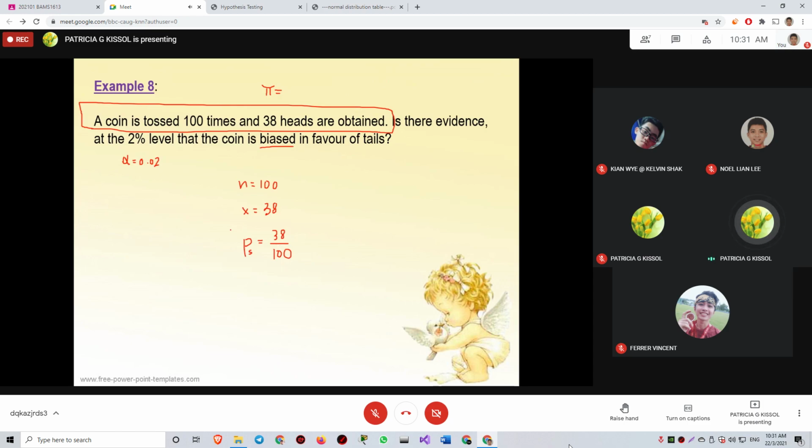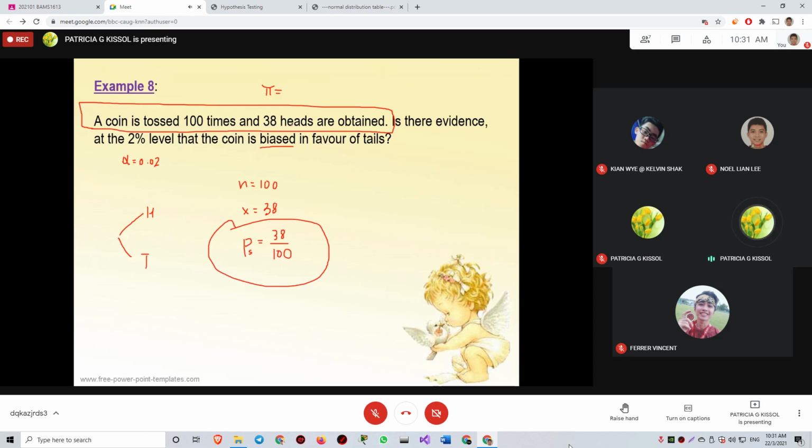So we have derived that. I've already given you this. That means your proportion of getting a head is 38 over 100. But what is your proportion, your pi? That means the first initial proportion concerning a coin. When we're dealing with a coin, there's only two possibilities, yes or no? Head or tail.